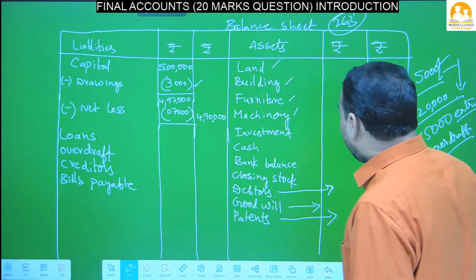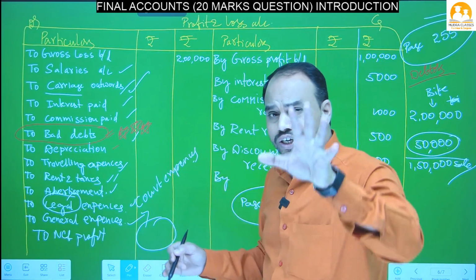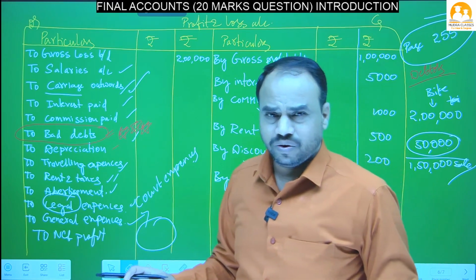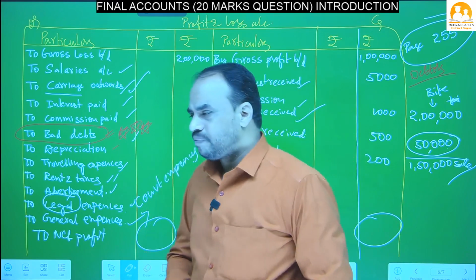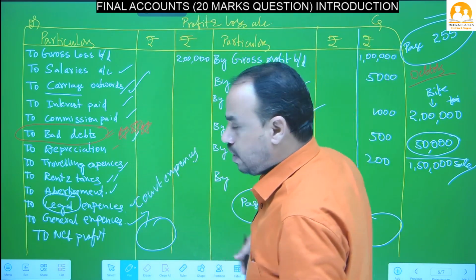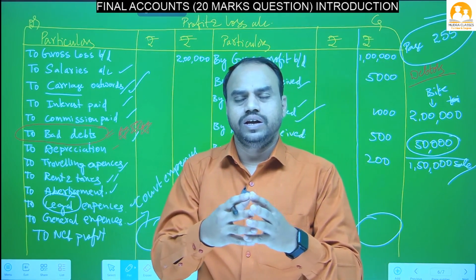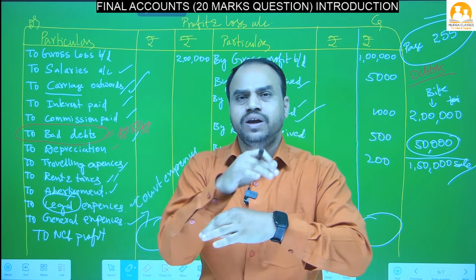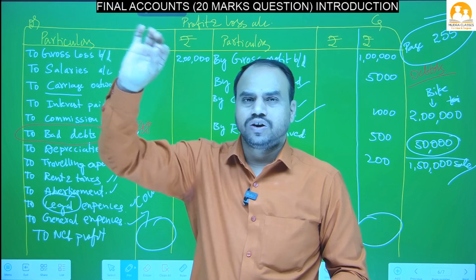But the profit and loss account, no need to remember by mouth or in your mind. You just have to recognize it when you see it in the question. That's it. How does the question come? These three accounts are given combined together: some trading account items, some profit and loss account items, some balance sheet items. We have to recognize which item will come in which account and write it. That's it.